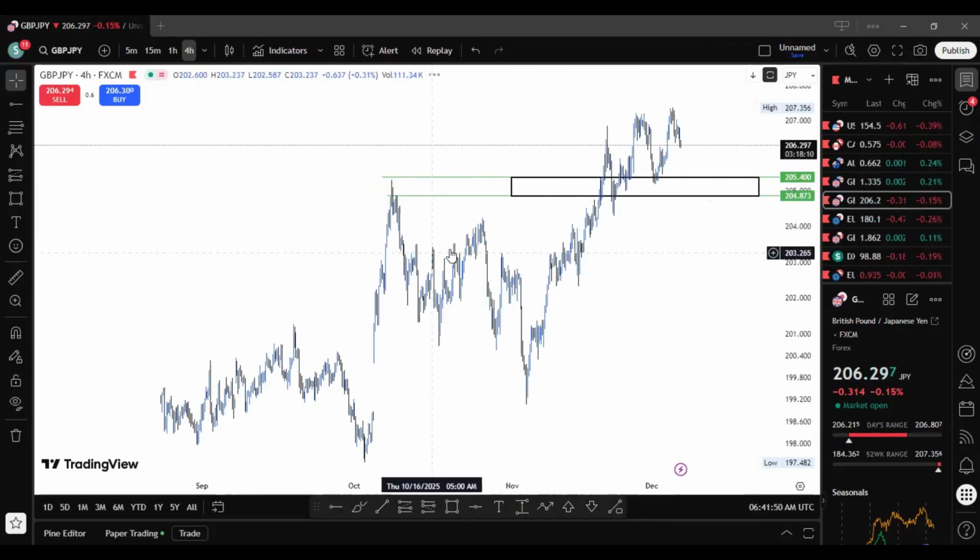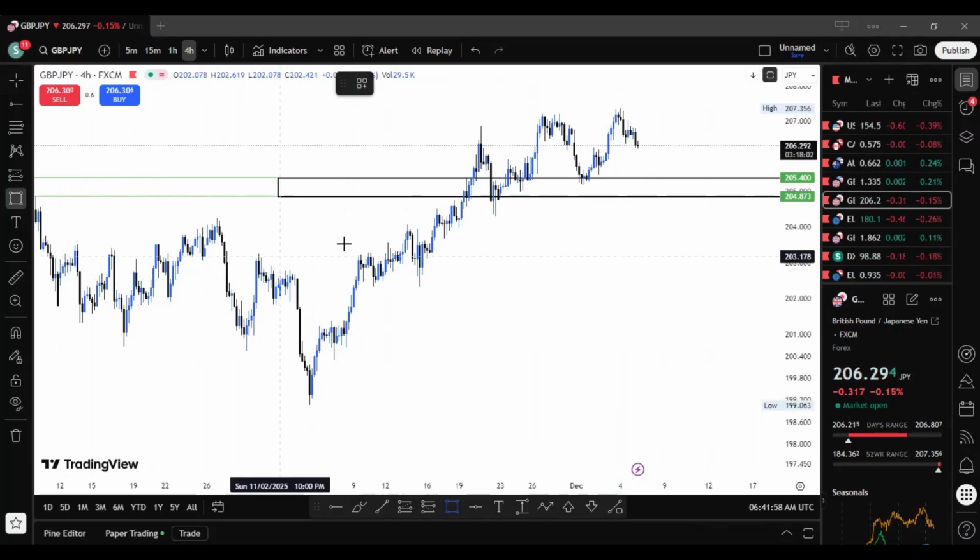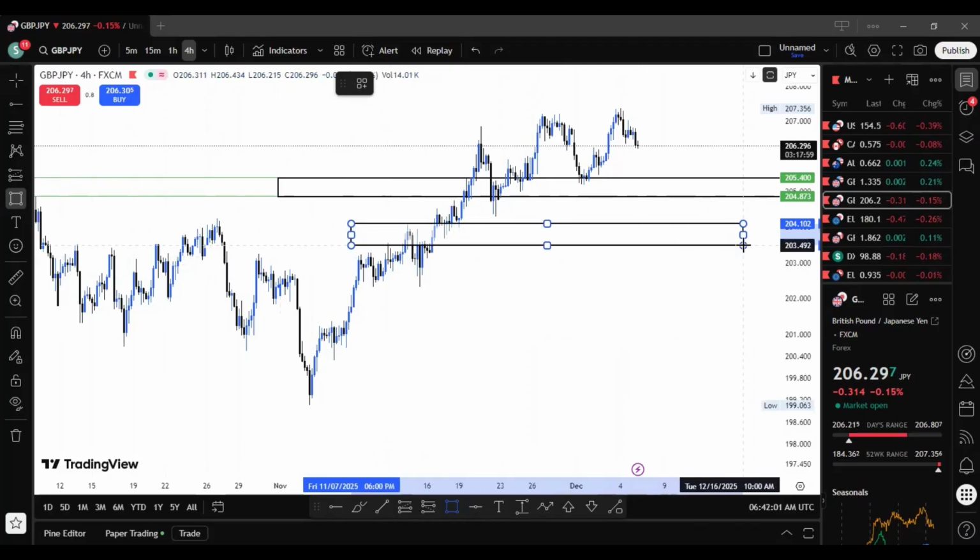All right, then I'll draw one more. Where is the point? It retested again when the price came down. This point and this point can be another support zone. So what I do is draw a mini one at this point.